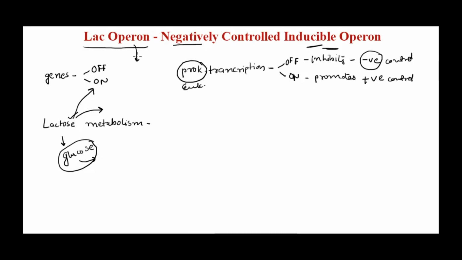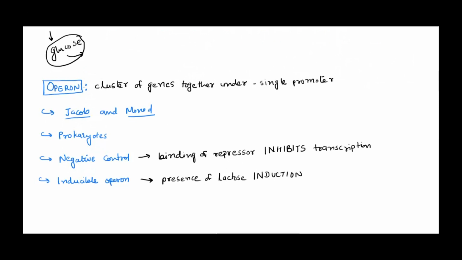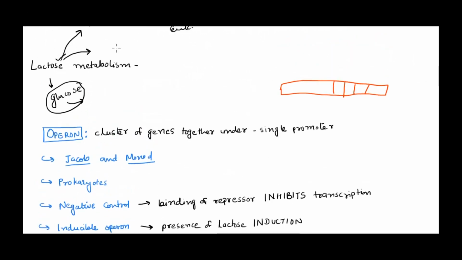Now let me first tell you what this operon means. An operon is a gene construct where a cluster of genes lying next to each other are involved in one function. For example, lactose metabolism requires 3 enzymes. The cell needs 3 enzymes to break it down, so it requires 3 genes. So a cell would have 3 genes next to each other, this cluster of genes, under the control of one single promoter. This assembly is called an operon. A cluster of genes together under one single promoter, that is the operon.